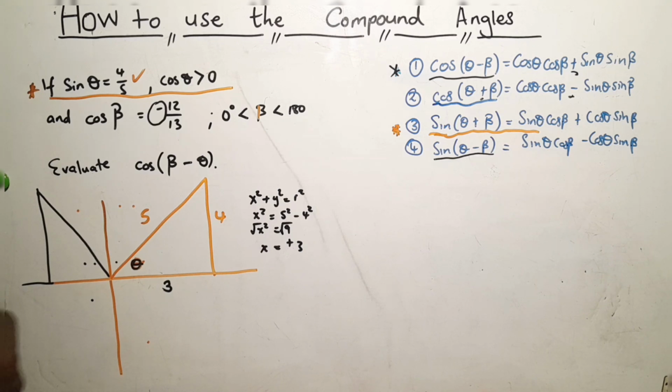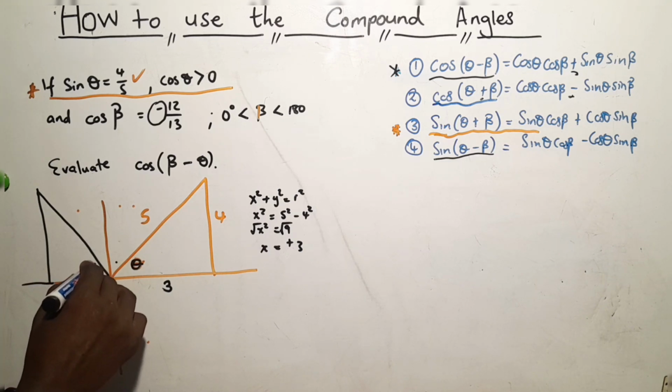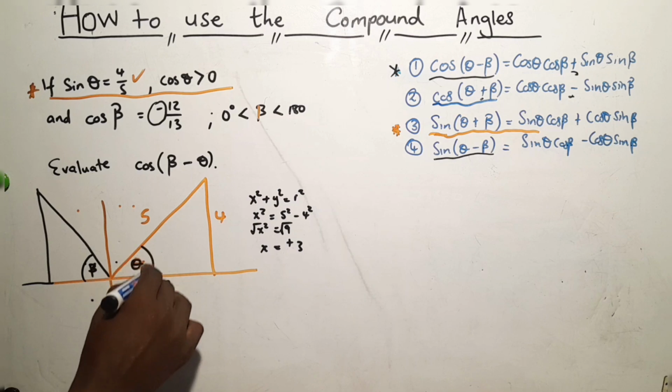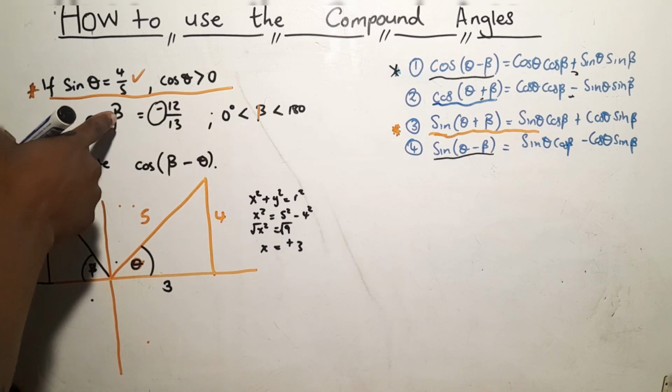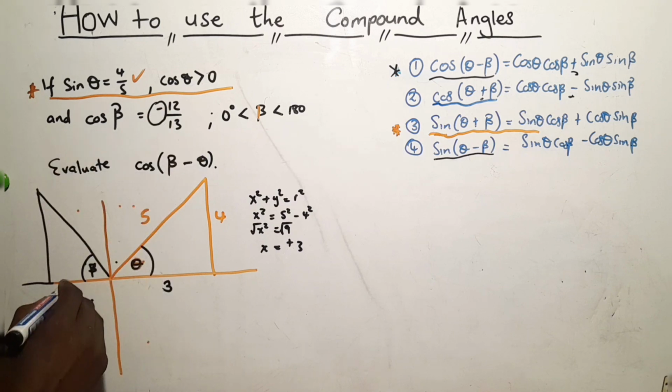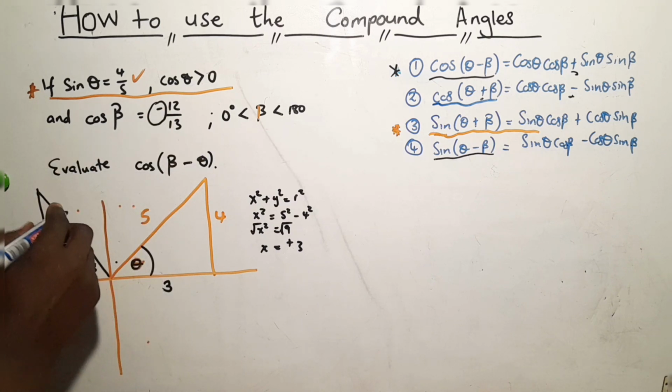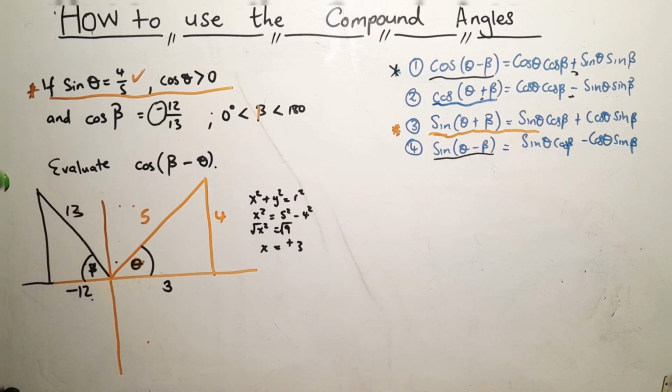So what do we have? We're having beta as our angle, and they said it is equals to -12/13. So we know that cos is x over r, so our x will be -12 and our r will be 13. I said r will never be negative, right? So now in this situation we can find the value of y, because we don't have it, right?